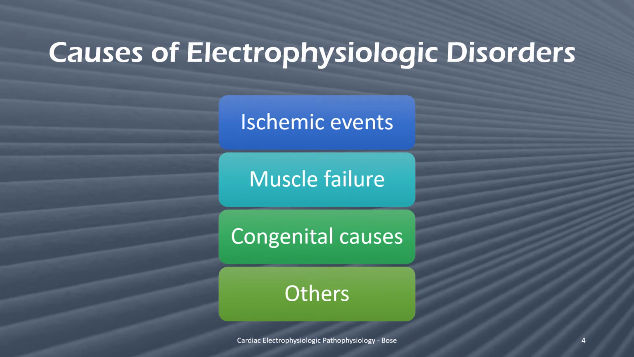So why do we get electrophysiologic disorders? Well, if we have damage to the electrical tissue due to ischemic events or muscle failure underlying that area or congenital causes among others, all of them can influence the electrical functioning of the heart.